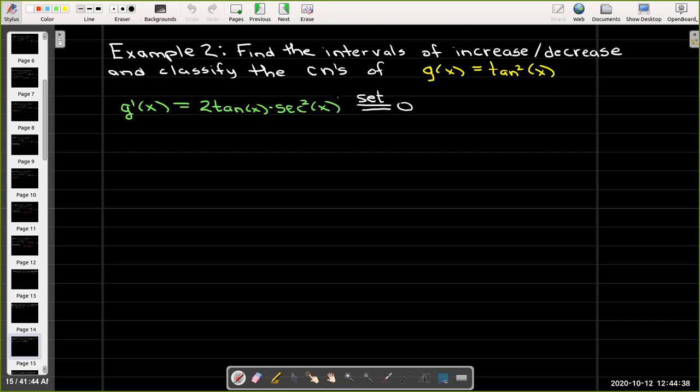Now, in solving this, I have a product, and secant squared of x is never zero. So I really only need to focus on tangent of x. What are the zeros of tangent of x? It's going to be zero whenever sine is zero, so any integer multiple of pi. And again, secant squared of x is never zero, and in fact is always positive.